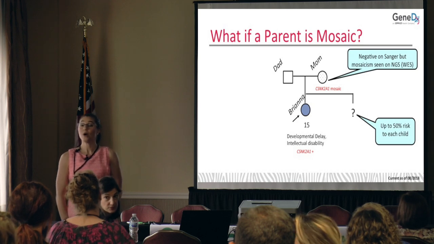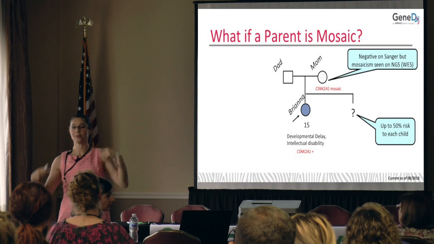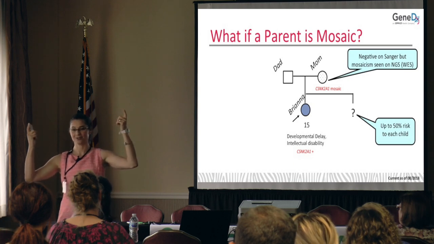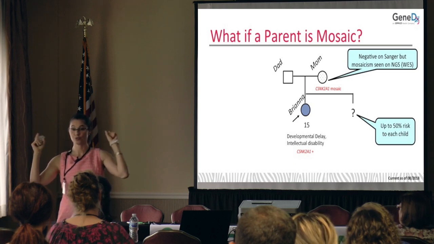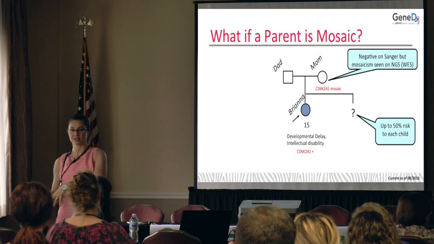How about sibling? Well, so sibling of an affected person? It'll depend on the parent's status, right? So if the parents are truly negative on next generation sequencing, very, very, very low risk, because it just happened fresh in that person.